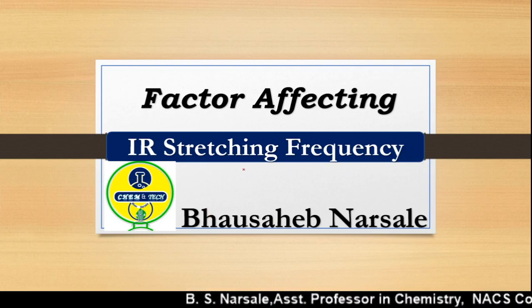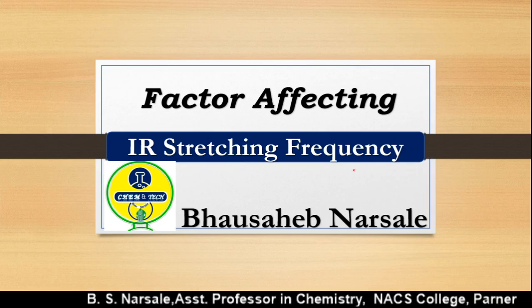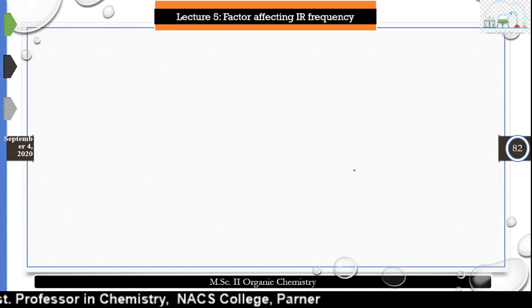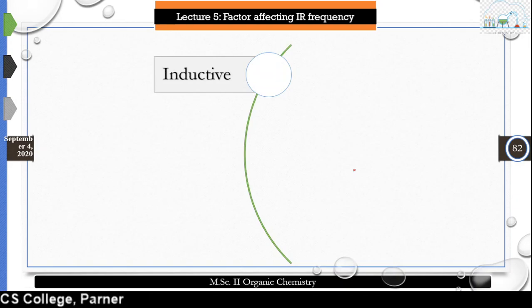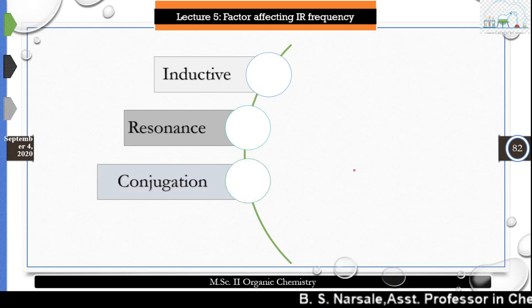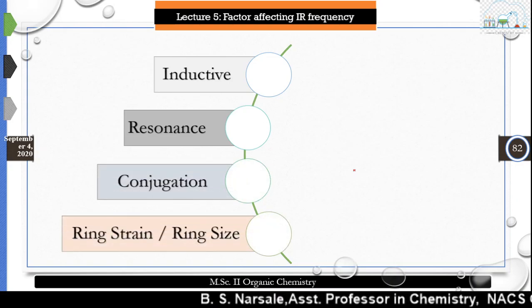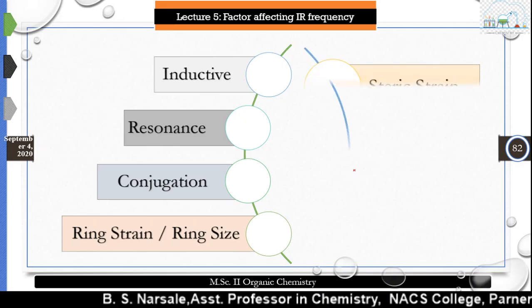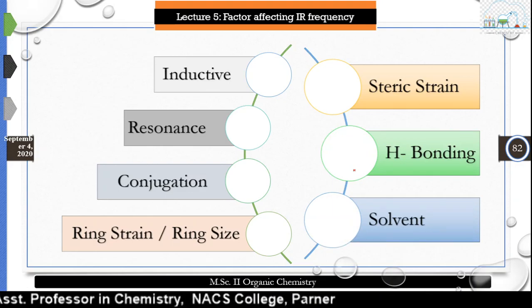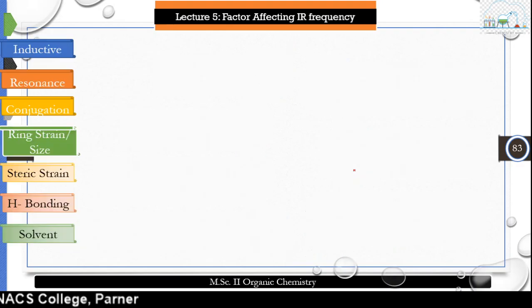Today we discuss factors affecting IR stretching frequency. Friends, all of you know there are a number of factors which affect the IR stretching frequency. Here we discuss some of them. First is the inductive effect, second resonance, third conjugation, fourth ring strain or ring size, then steric strain, hydrogen bonding and solvent effect. One by one we are going to discuss all these effects.